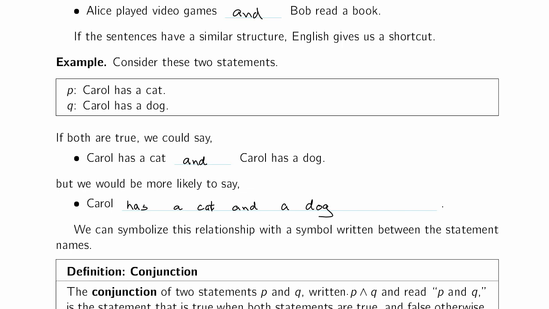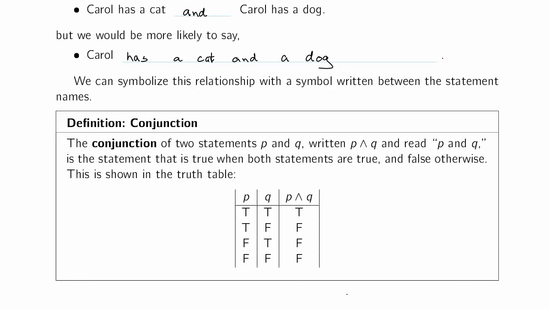Now, we have these two statements that we've symbolized. We can symbolize the relationship between them as well. The conjunction of two statements, statement P and statement Q, is written as P followed by this upside down V-shaped symbol, followed by Q. We see this, and we read that. We say P and Q. It is the statement that's true when both statements are true.